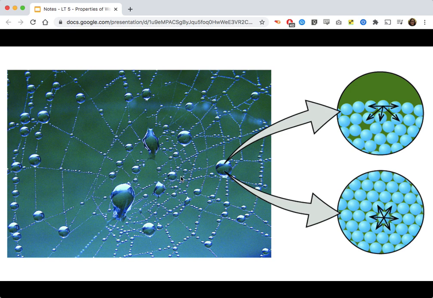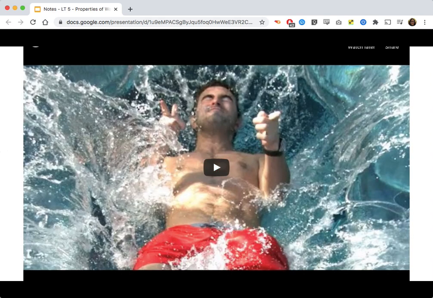Here we can see the process of cohesion and adhesion applied to droplets of water on a spider web. Let's take a look at this video to see another example of cohesion and adhesion and surface tension.